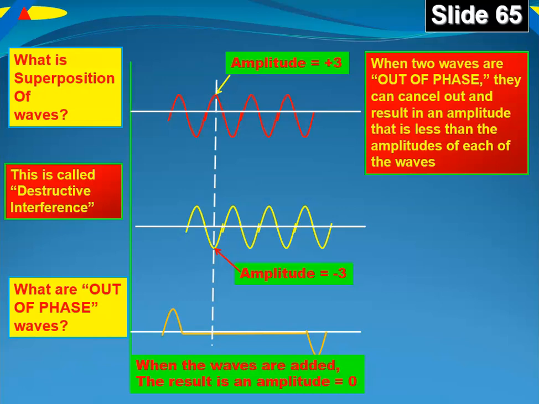So when the waves do cancel each other out, the peak or crest of one wave lines up with the trough of a second wave, and they cancel each other out. That's called out of phase. The waves are said to be out of phase.